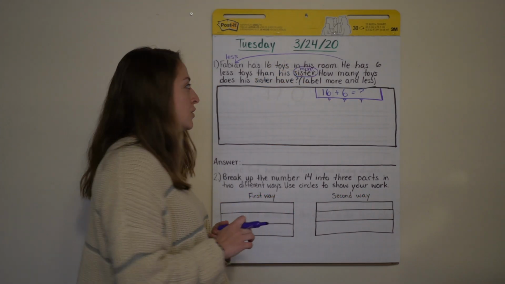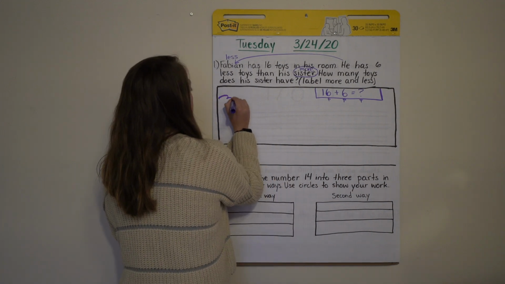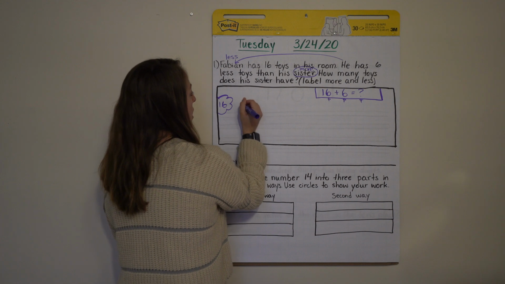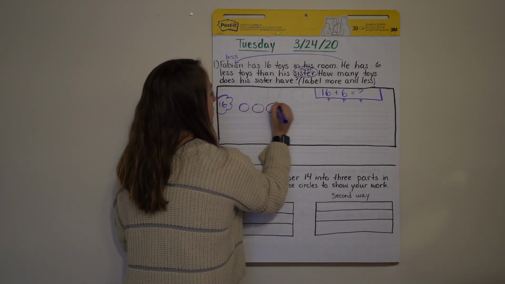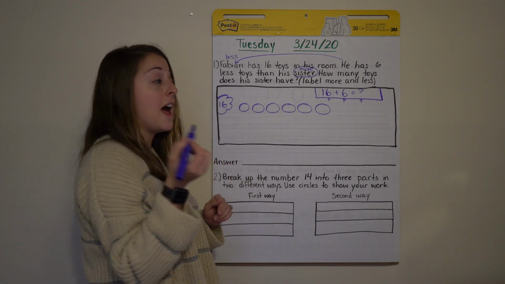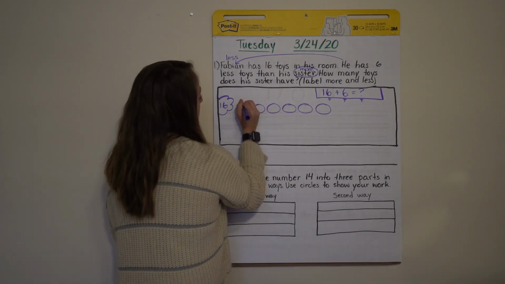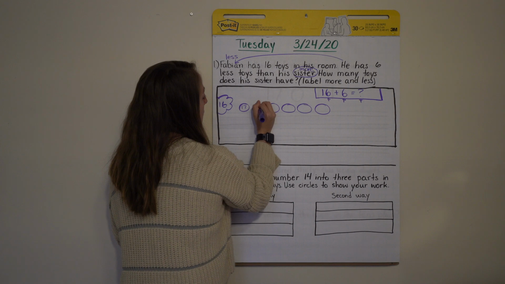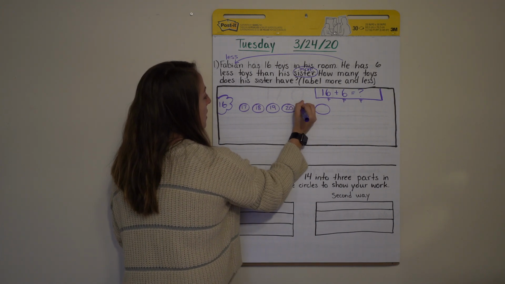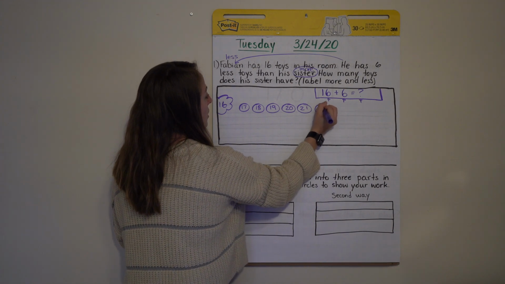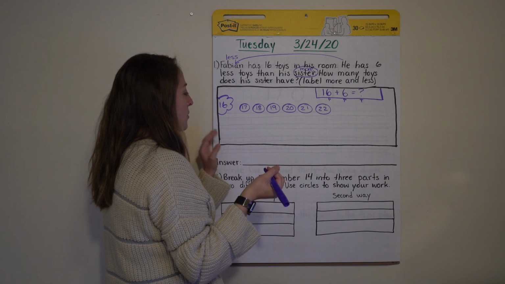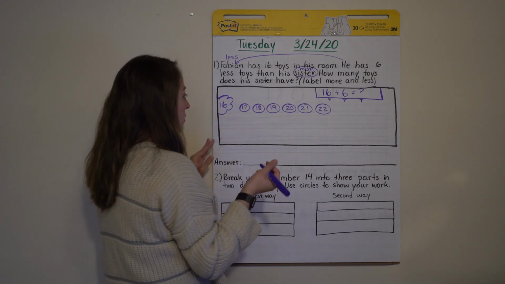Okay, I'm going to start my strategy. So I'm going to put 16, and then I'm going to draw 6 circles. I'm going to count up because I'm adding. So 16, 17, 18, 19, 20, 21, 22. Now you can do this with me. I'm going to write a number sentence that matches my work.